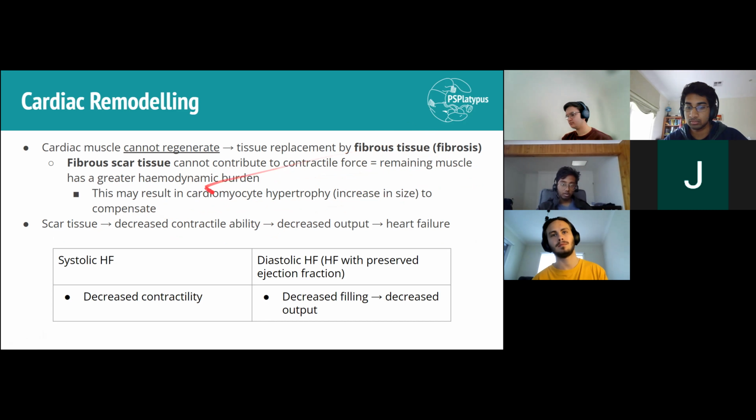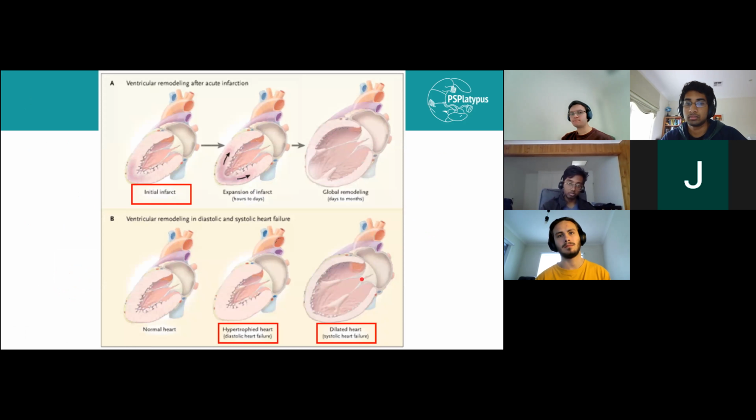Scar tissue, since it has decreased contractile ability, can lead to the total heart's decreased output, and that leads to heart failure. Heart failure is just the inability of the heart to pump properly. There's two different types of heart failure. So super briefly, there's systolic and diastolic. Now, we don't really think about it as diastolic anymore. We think about it as heart failure with preserved ejection fraction. And I'll show you a diagram super quick just to get a sense of what's going on here.